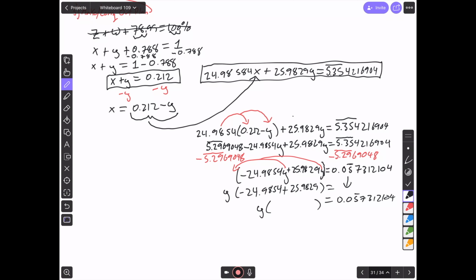negative 24.9854 plus 25.9829, and that is 0.9975. I divide both sides by 0.9975, and I will finally get what y is equal to. 0.0573 2104, and this will have one sig fig in it.